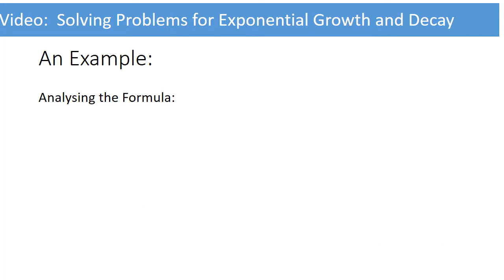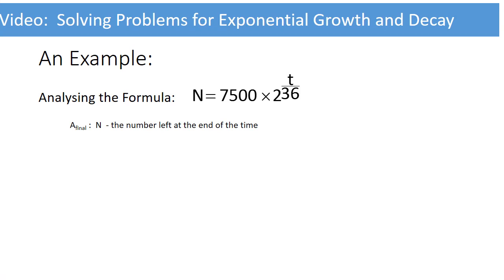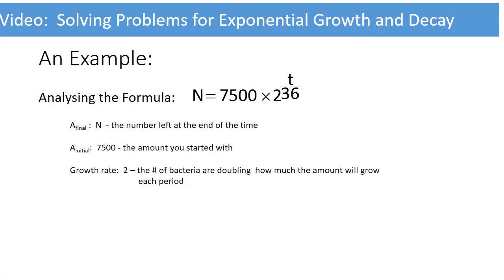Now, let's analyze the formula we're given from the example. N equals 7,500 times 2 to the exponent t divided by 36. The final amount is N, the number left at the end of the time. The initial amount is 7,500, the amount you started with. The growth rate is 2. It's doubling. Whenever you have the word double, it means 2. If you had the word triple, it would mean 3.